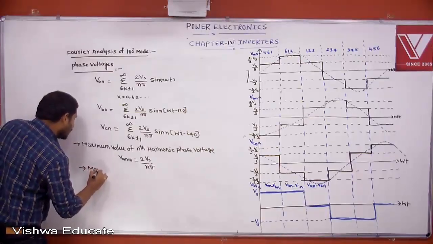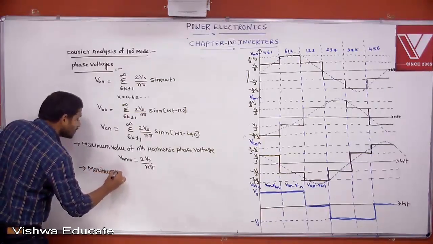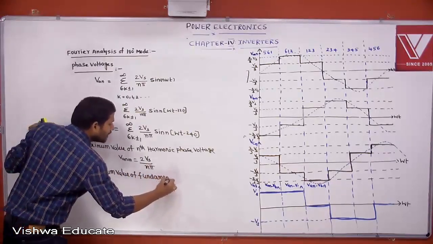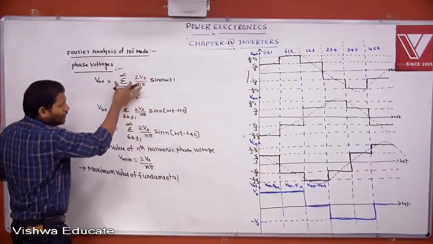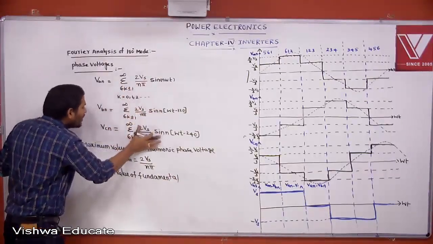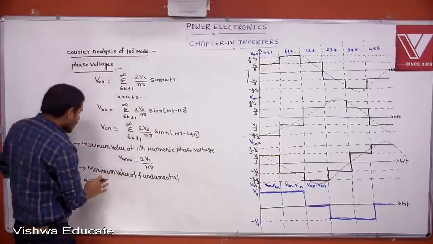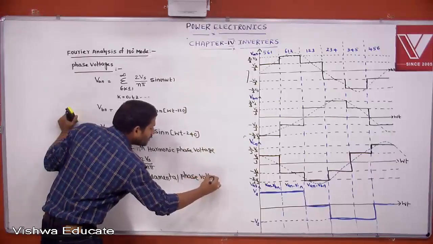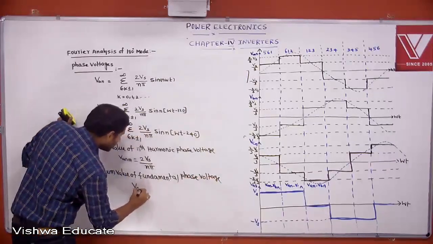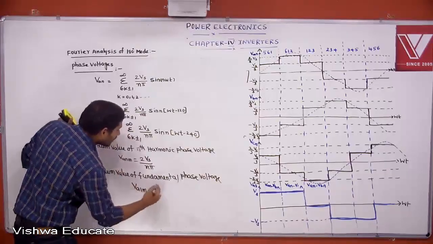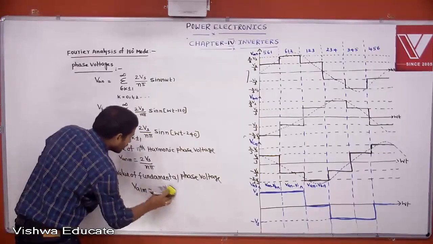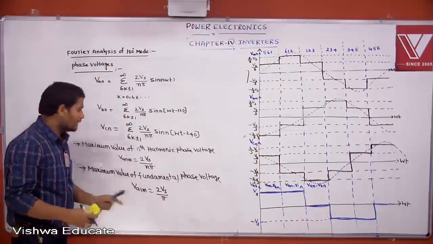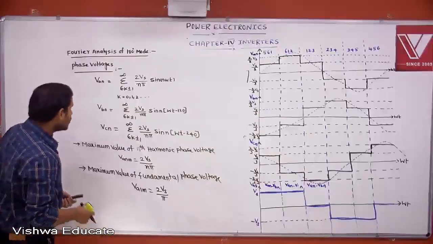Maximum value of fundamental voltage. You tell me, what is the maximum value of the fundamental? Once you remember this one formula, there is no need to remember every phase voltage. Take only one phase voltage. The maximum value of the fundamental phase voltage is VA1M, with n equal to 1: 2Vs by pi. This formula was asked in the GATE exam, directly, in 2017 GATE: 2Vs by pi.